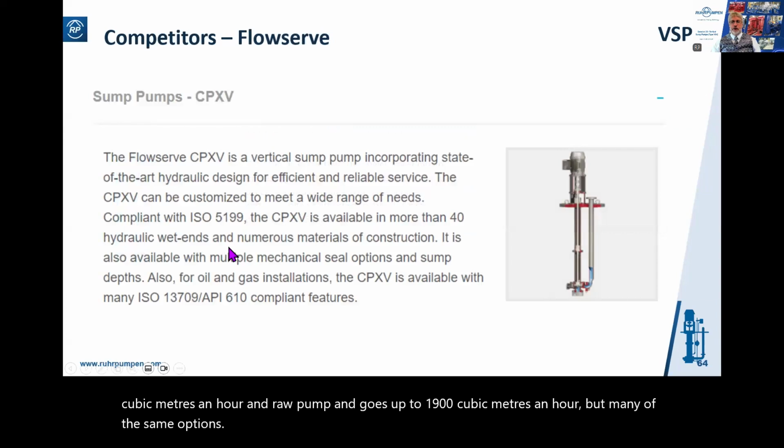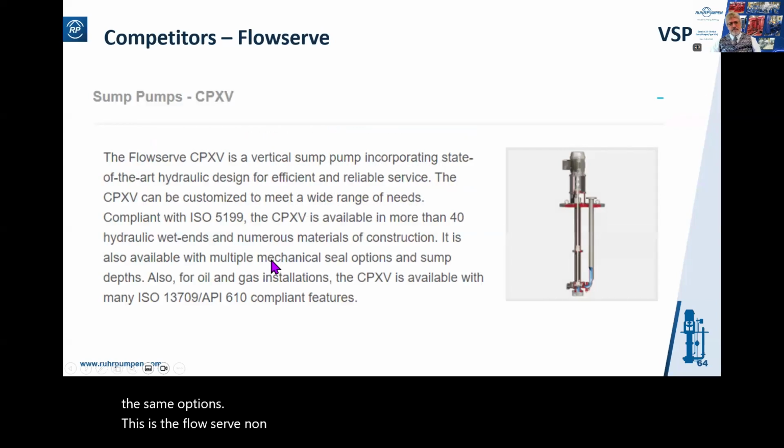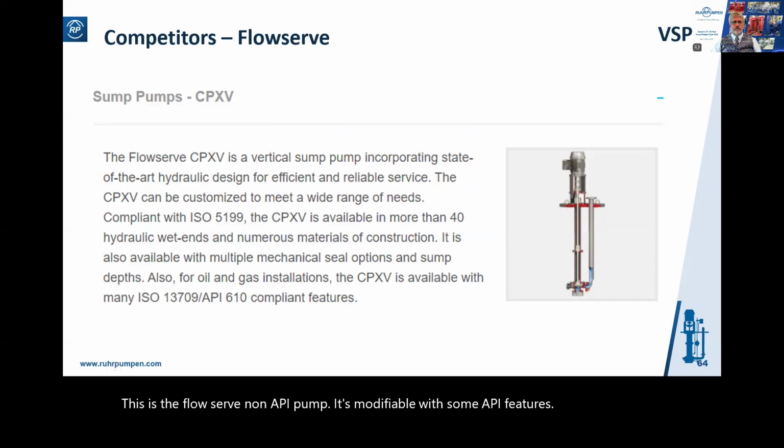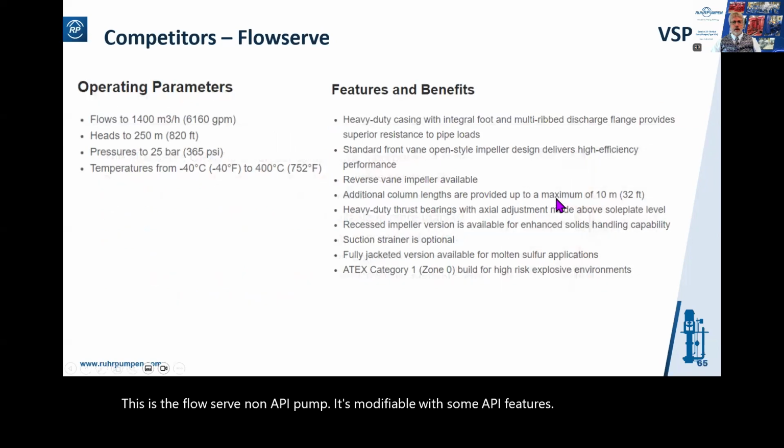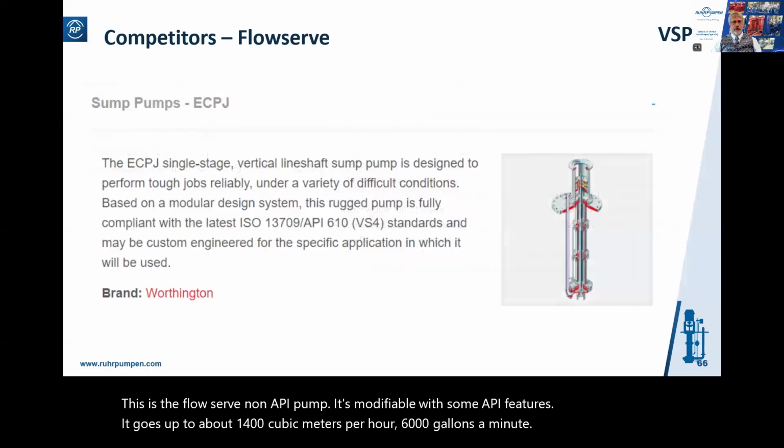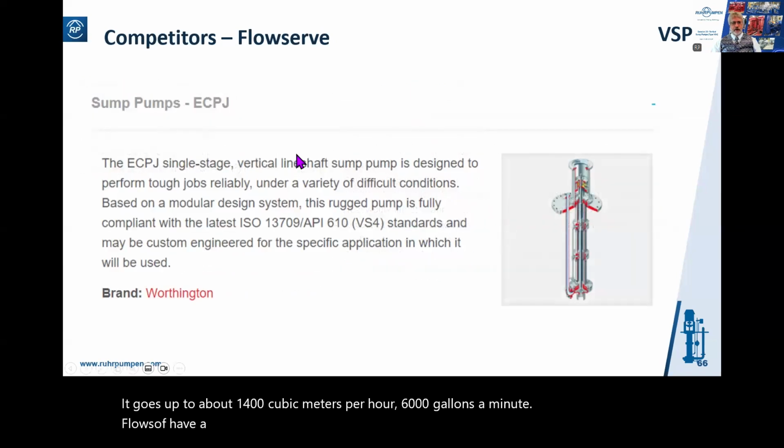This is the Flowserve non-API pump. It's modifiable with some API features. It goes up to about 1400 cubic meters per hour, 6,000 gallons a minute. Flowserve have a full API version. That one was a modifiable industrial version. This one is the full API version.